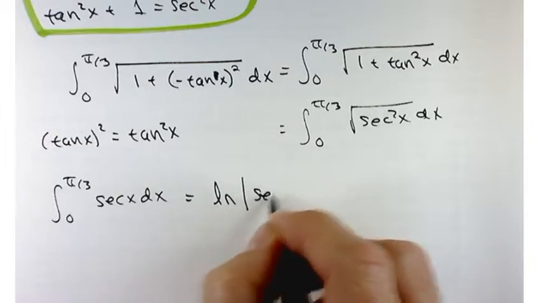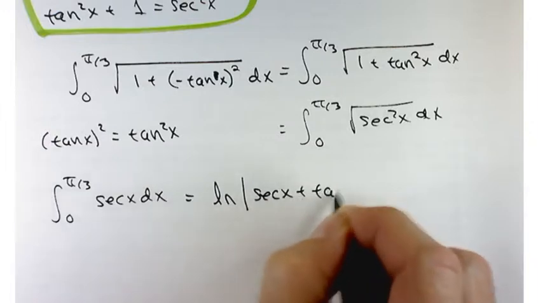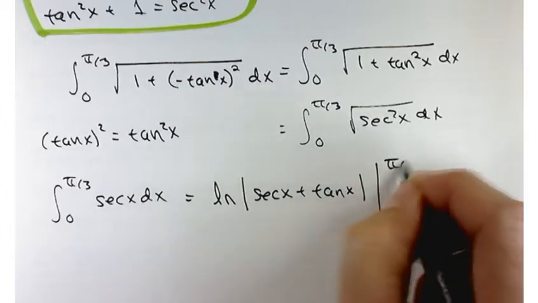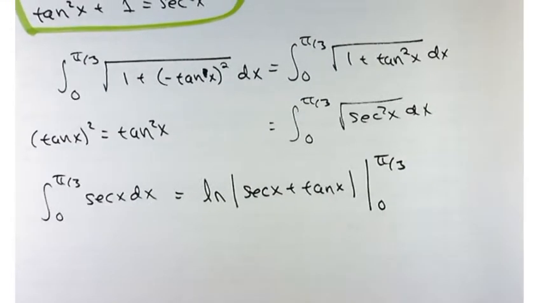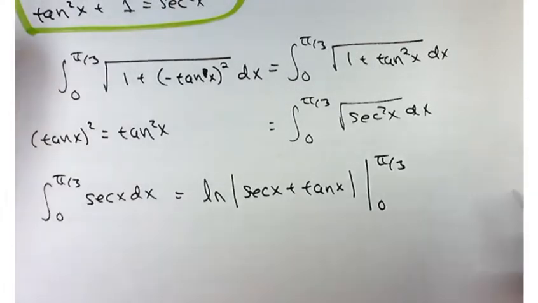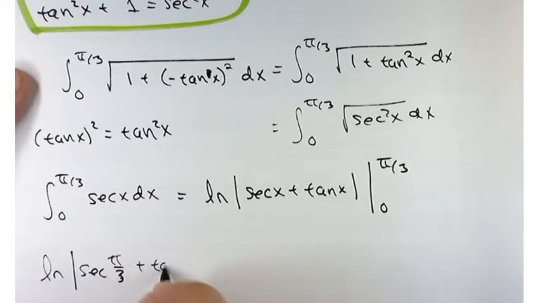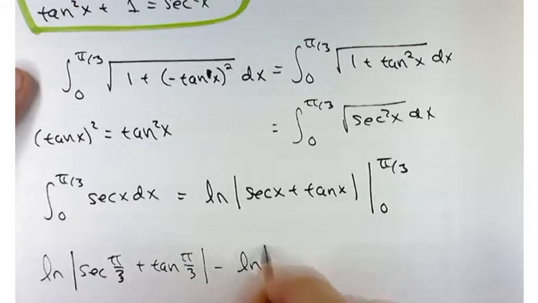Natural log of the secant of x plus the tangent of x, between 0 and pi over 3. So ln of the secant of pi over 3 plus the tangent of pi over 3, minus the ln of the secant of 0 plus the tangent of 0.